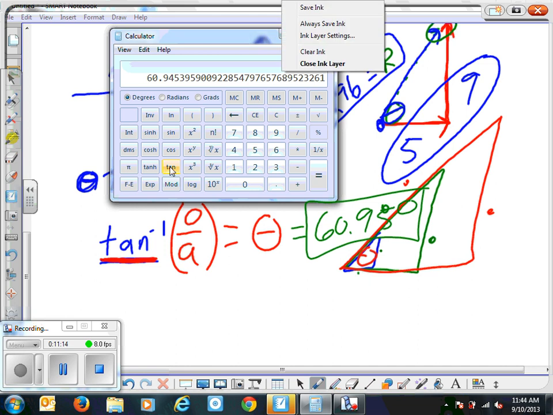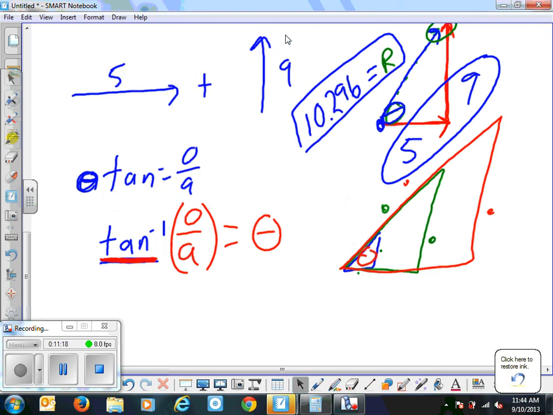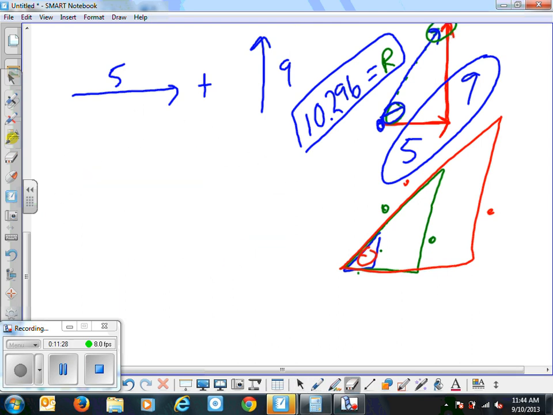So is that my answer? 60.95 degrees. Is that my answer? What is my answer? So far, let me erase some of this stuff here so I can look at this. So far, we have a resultant that is equal to 10.296 at, what did I say, 60.95 degrees? Is that my answer? Why is that not my answer?